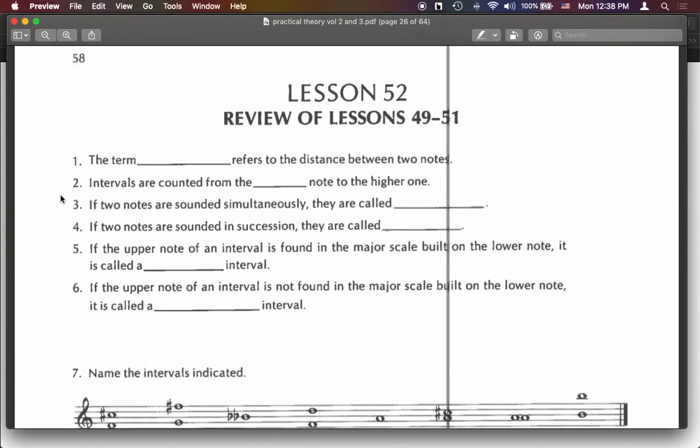Use the scale on the wall. Use a keyboard if you need to, and that will help you find those intervals. If they're just in the regular major scale on the white notes, basically for our purposes here, if they're on the white notes, it's going to be major or perfect. If it's flatted, it'll be minor or diminished. If it's sharped, it's going to be augmented. All right. Good luck. Get them turned in.